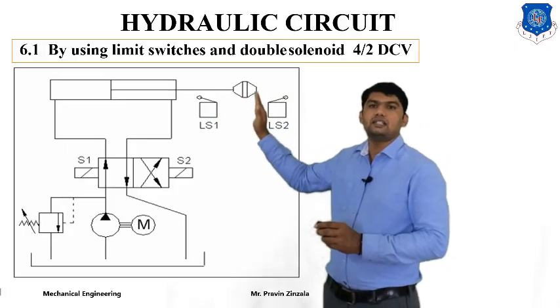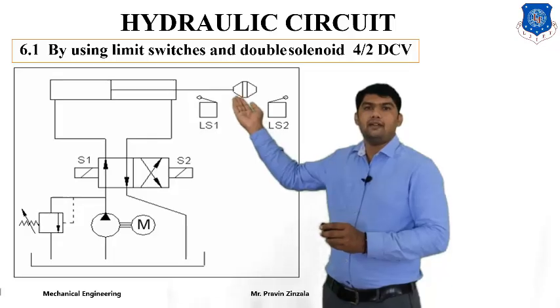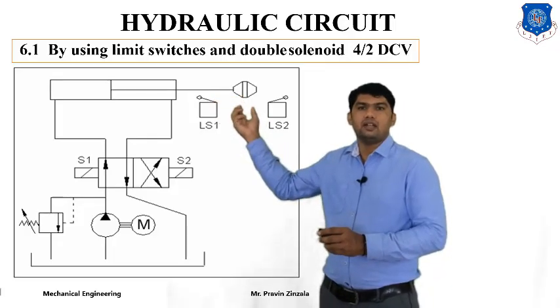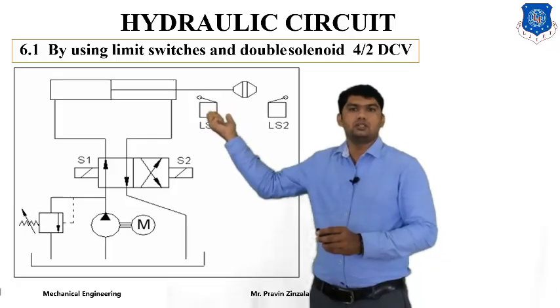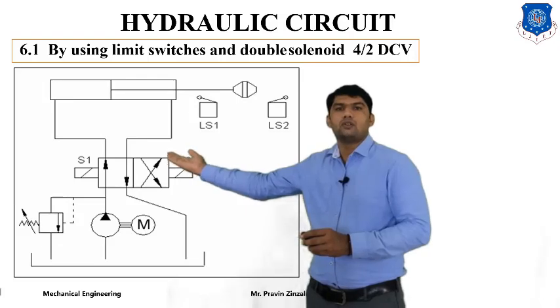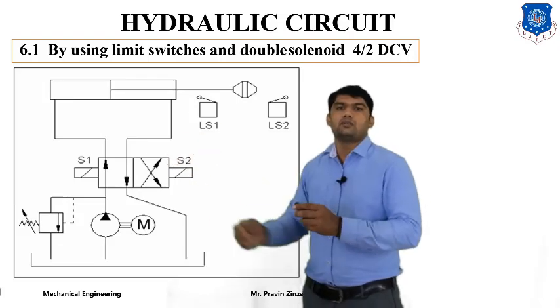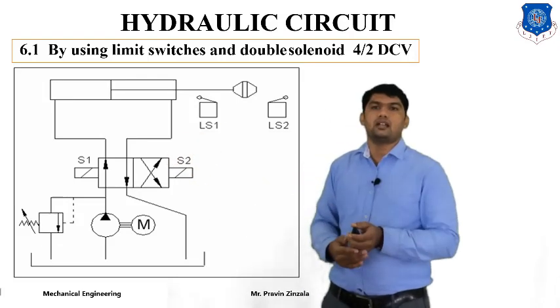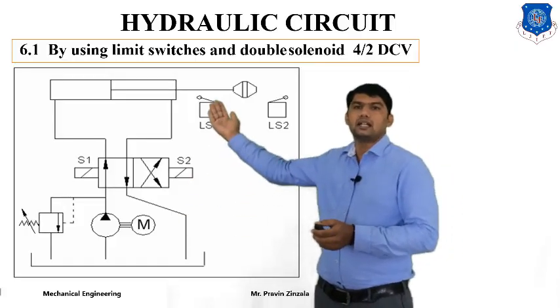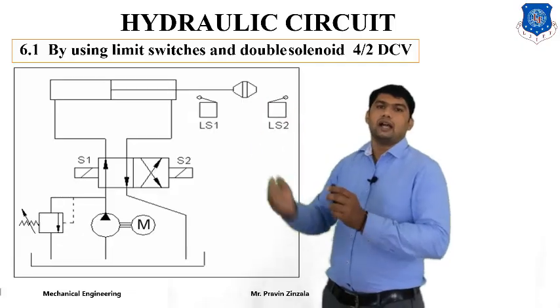Whenever the spool comes to the end of the stroke, it touches limiting switch 1. Whenever it touches limiting switch 1, it passes the signal to solenoid number 1, and solenoid 1 changes the position of the direction control valve. So fluid will pass from the pump to the left hand side and the cylinder starts to extend.